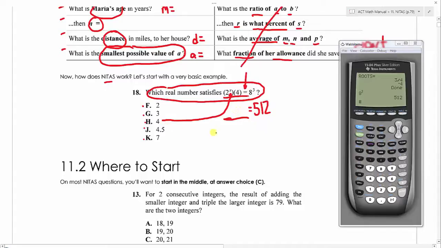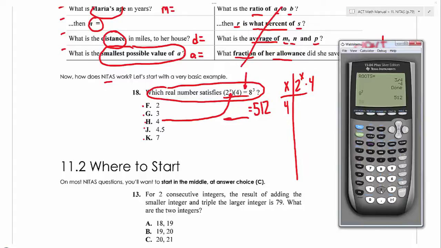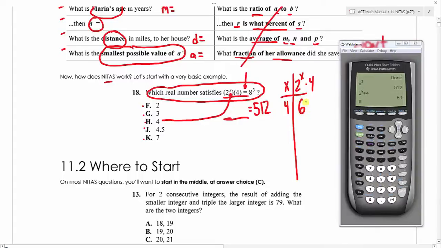So when I throw in x equals 4, and I'm actually going to give you a little taste of what's to come in terms of charts, I'm going to draw a little t-chart. If x equals 4, then 2 to the x times 4, which is the left side of this equation, would be 2 to the 4th times 4, since I'm throwing in x equals 4. That is going to equal 64. So obviously, answer choice H is way too small.